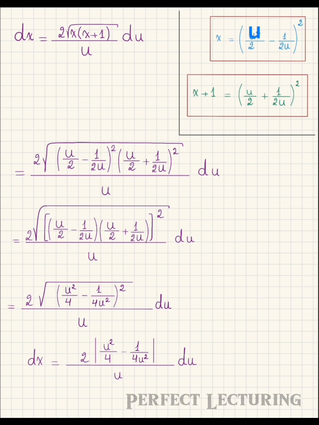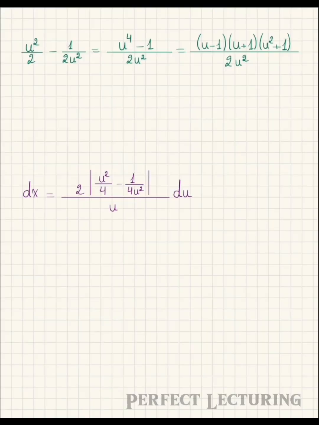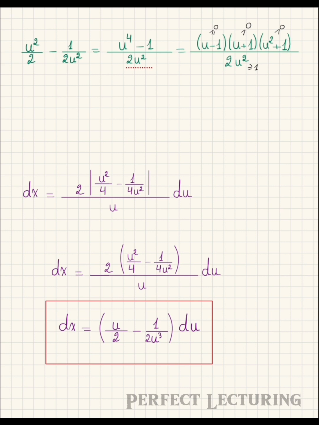But we've seen that u is greater or equal to 1. We still need to investigate whether we can remove the absolute value or not. Let's do that. If we find a common denominator of this expression, we get u to the 4 minus 1 at the top, which is written as the product of these factors. We said that u is greater or equal to 1, so u minus 1 is greater or equal to 0. u plus 1 is obviously greater than 0, and u squared plus 1 as well, similarly to u squared. This means that the expression inside is non-negative, and we can safely remove the absolute value. We still need to simplify this, and we finally get this expression for dx.